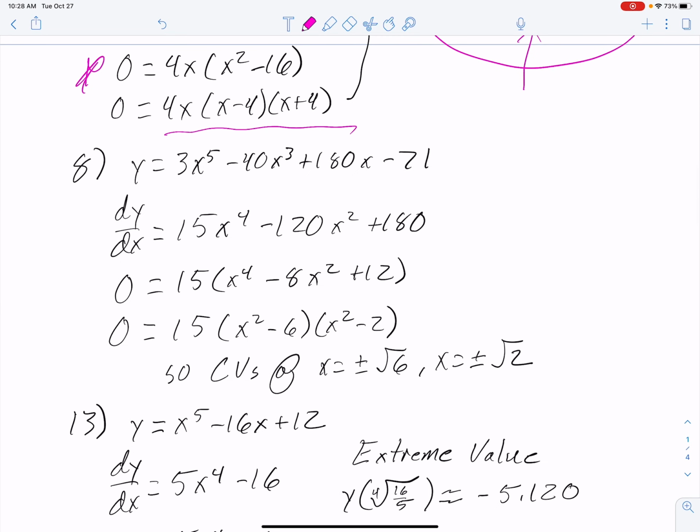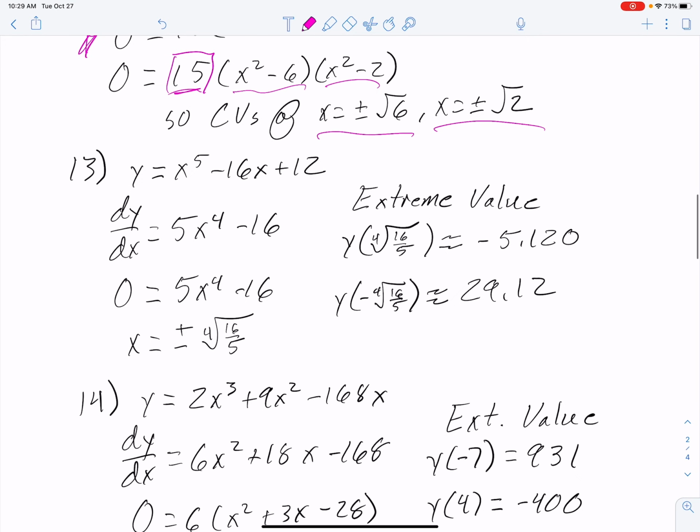Again, number 8 is a good example of a problem that if we were on the non-calculator part of the test, we would factor. If we were on the calculator part of the test, it probably wouldn't be factorable. But I take my derivative, I set my derivative equal to 0, I factored out a 15 to make my life easier. Since I ended up with x squared minus 6, I know that I get x equals plus or minus root 6. x squared minus 2 gets me x equals plus or minus root 2. Since the 15 did not have a variable, we do not have a critical value at 0.